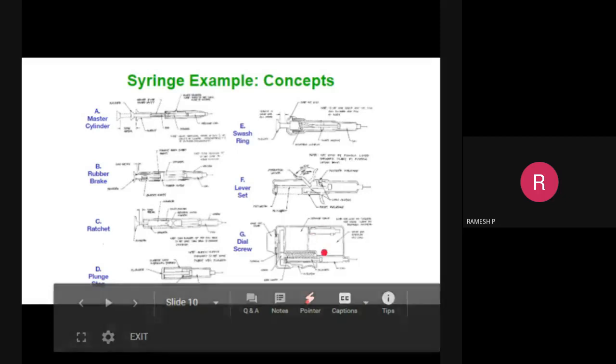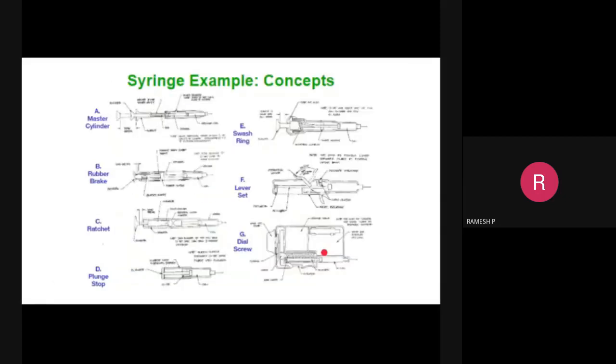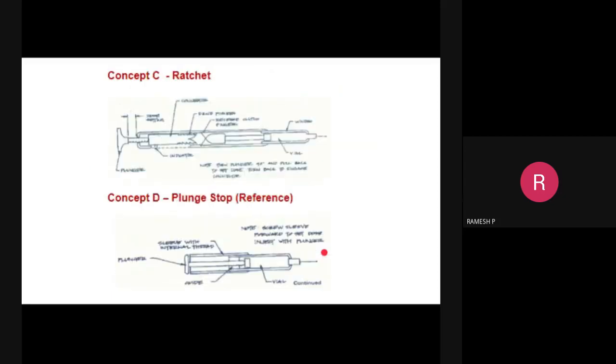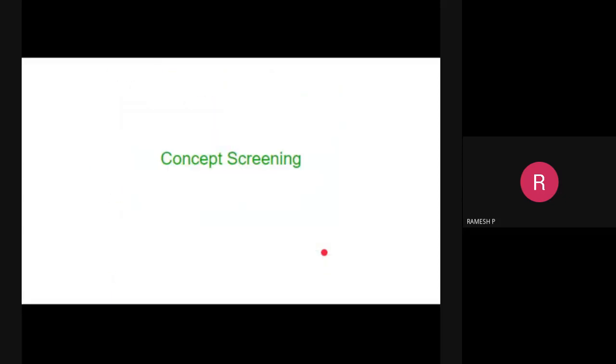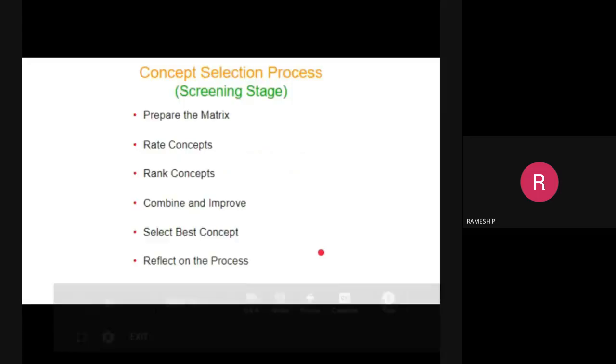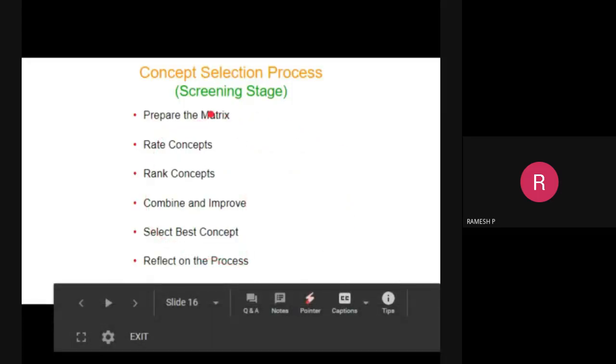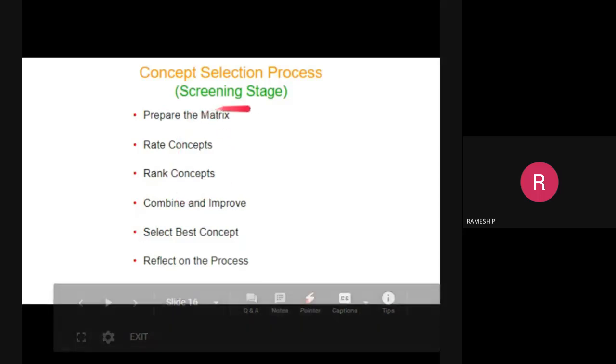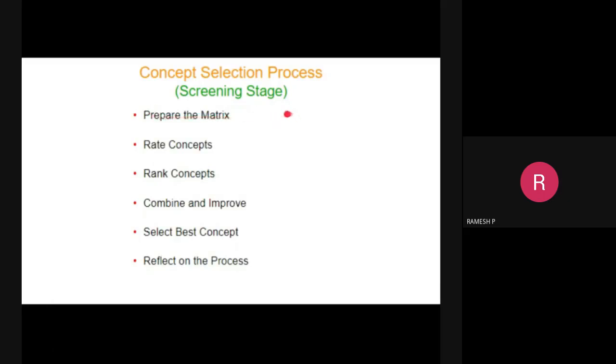So now I am considering these 7 concepts for our concept selection activity, which has 2 different stages: concept screening and concept scoring. So we will start with concept screening. Concept screening involves various processes, and this is general for both the concept screening and concept scoring stages. It is called the concept selection activity.